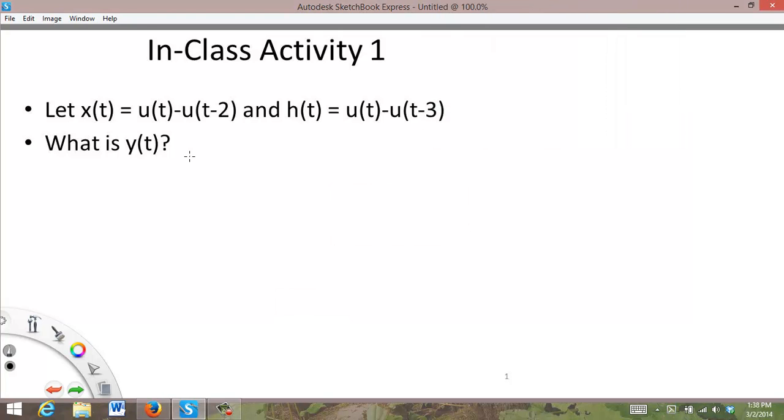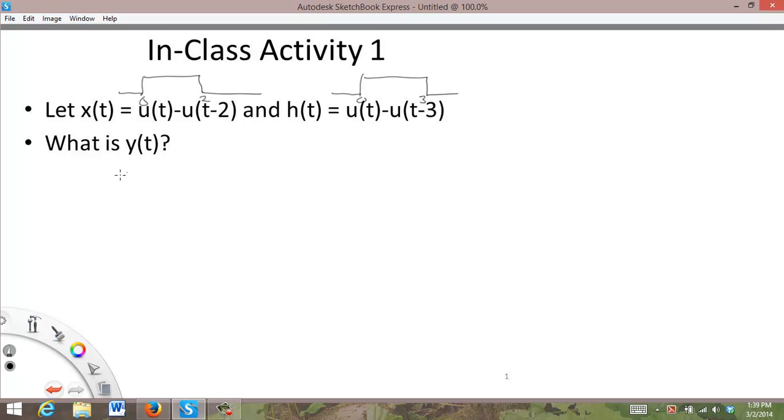In this tutorial, I'm going to go through a detailed solution to the in-class convolution activity we had in class on February 20th. In that example, we had x of t equal to u of t minus u of t minus 2, and h of t was equal to u of t minus 3. If you sketch these, x of t turned on at 0 and turned off at 2. h of t turned on at 0 and turned off at 3.